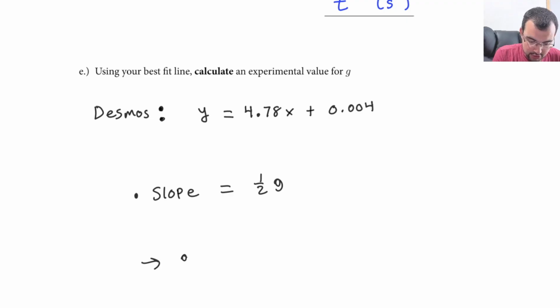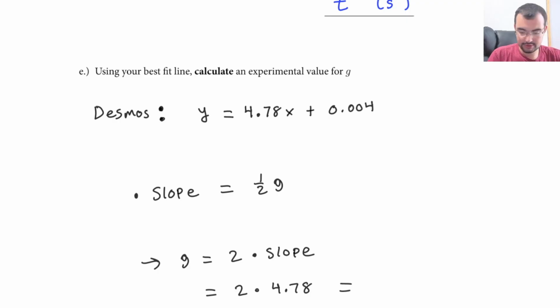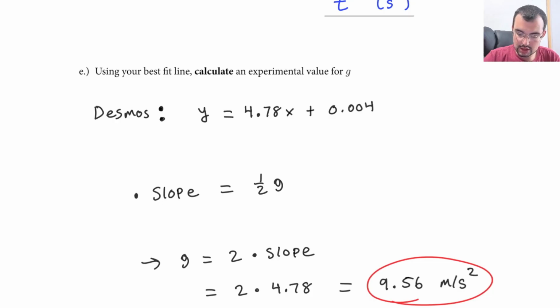So this means that g is 2 times the slope from my model, which would be 2 times 4.78, which is much too hard for me to do in my head. 9.56 meters per second squared. And I know that's the units because g is 2 times the units of my slope. Slope is rise, which was meters, divided by run of my graph, which was squared seconds. So it all works out.